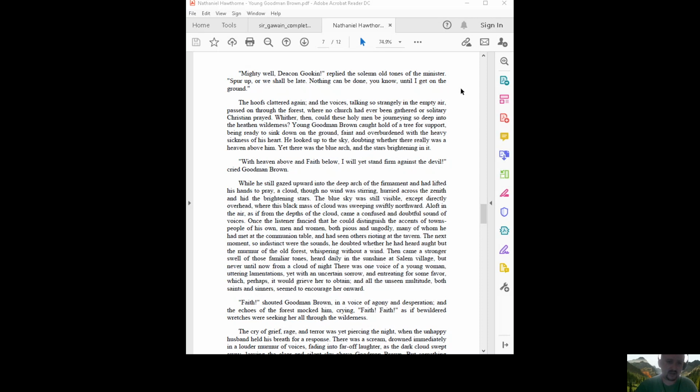Mighty well, Deacon Gookin, replied the solemn old tones of the minister. Spur up, or we shall be late. Nothing can be done, you know, until I get on the ground. The hoofs clattered again, and the voices, talking so strangely in the empty air, passed through the forest, where no church had ever been gathered or solitary Christian prayed. Whither then could these holy men be journeying so deep into the heathen wilderness? Young Goodman Brown caught hold of a tree for support, being ready to sink down on the ground, faint and overburdened with the heavy sickness of his heart. He looked up to the sky, doubting whether there was really a heaven above him. Yet there was a blue arch, and the stars brightening in it. With heaven above and faith below, I will yet stand firm against the devil, cried Goodman Brown.